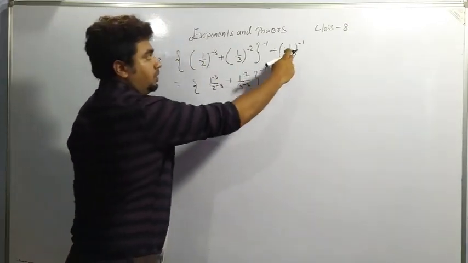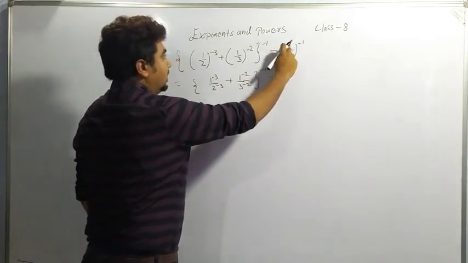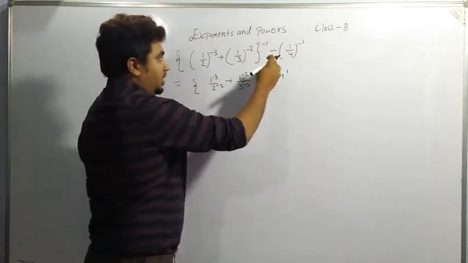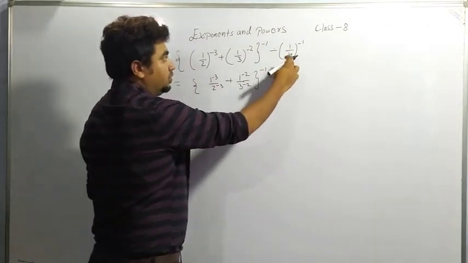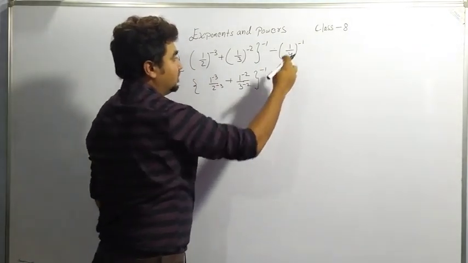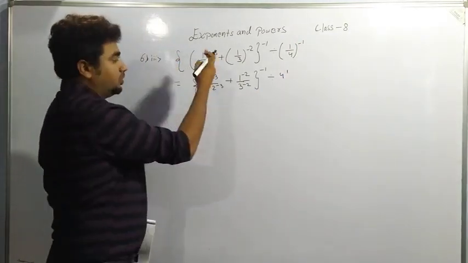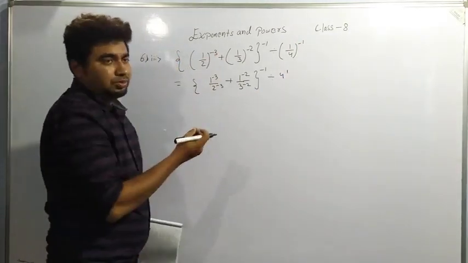Now this is of the same pattern, 1 by 4 to power minus 1. If in the numerator it is 1 and in the denominator it is another number, and we want to take it to the numerator, it will become plus. So we should have done it in one step only, but I am explaining in 2 steps.